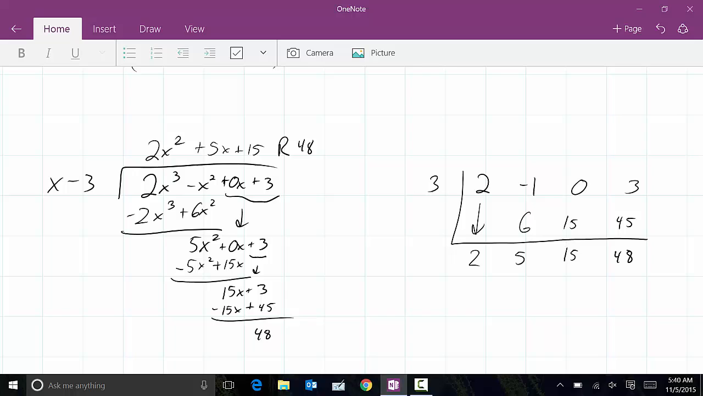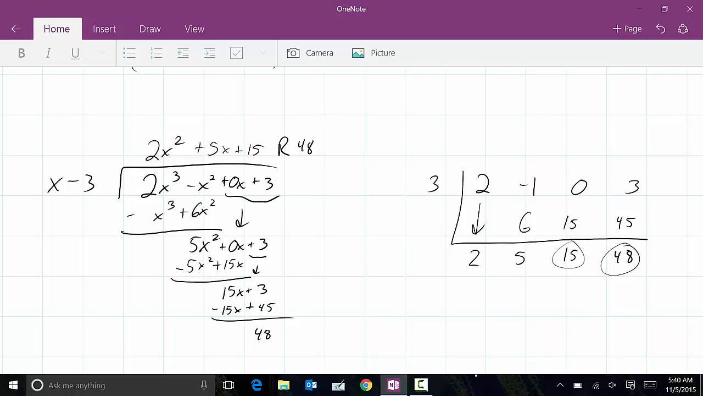So if you notice, the very first thing that we had was the 2, and then this was a 2. Then we had a 5. Look, there's the 5. We had a 15, then there's a 15. And then we had a 48, and there's our 48. So in other words, it's essentially going through the same process. It's just a different way, and it's faster.